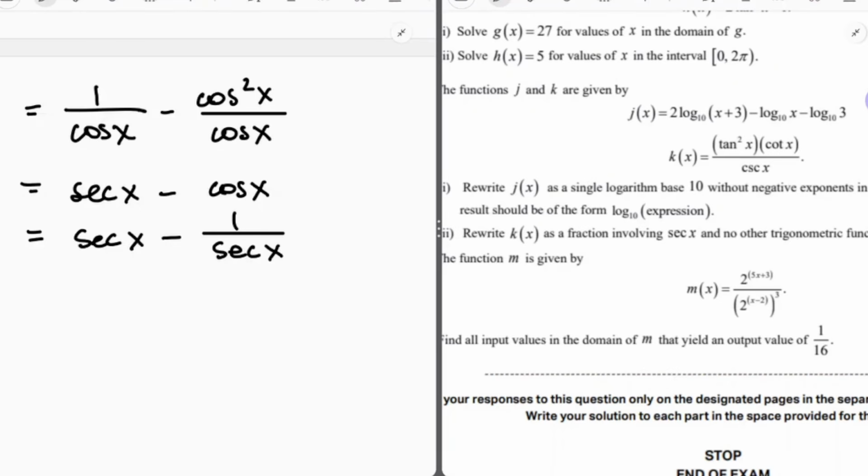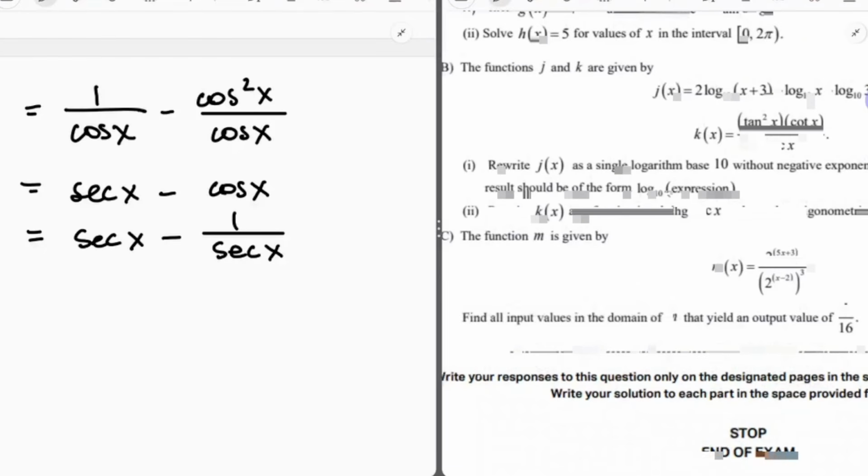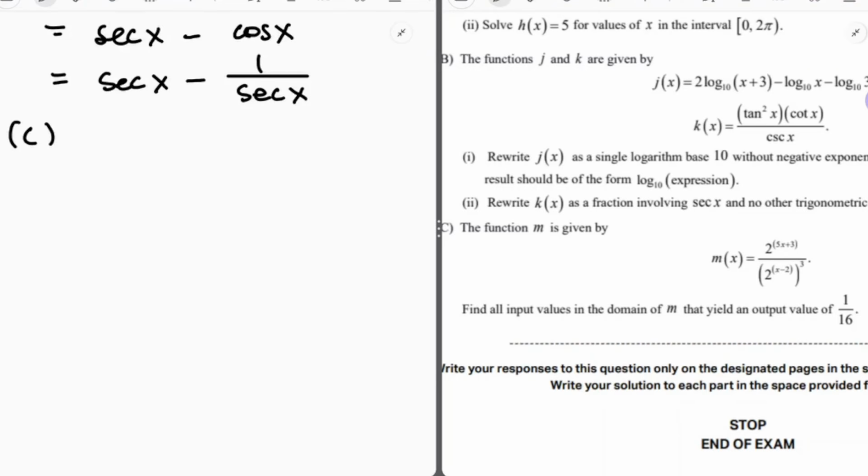So now, lastly in part C, find where m of x equals 1 over 16, and that is going to bring this video to a nice close, hopefully just short of 2 hours. So 2 to the 5x plus 3 divided by 2 to the x minus 2 cubed equals 1 over 16.